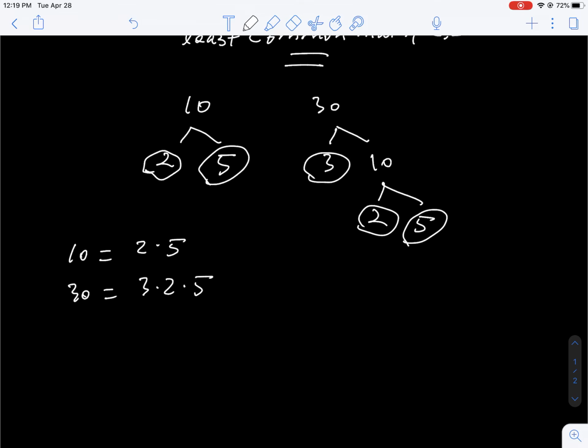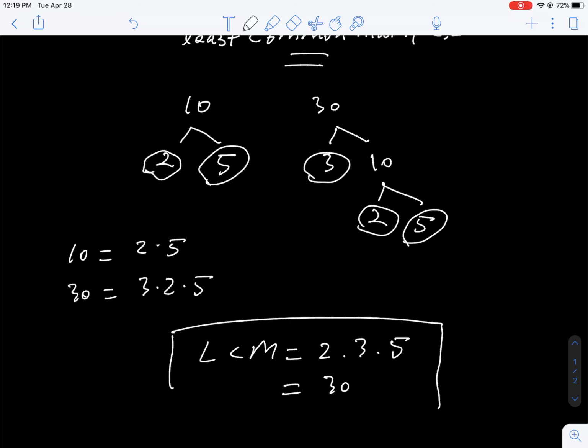What we're going to do is find our LCM, the least common multiple. I have a 2 here and a 2 here, so we'll just take 2 once. Then I have 3. There is no 3 up there, so we're going to take 3. We'll take 5 once. So 2 times 3 is 6, and 6 times 5 is 30. So our least common multiple for these two numbers is 30.